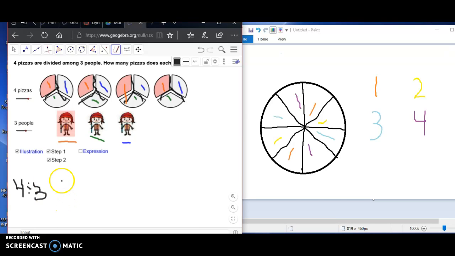So then we go 4. And since each person receives 1/3 of the pizza, we're going to do 4 multiplied by 1/3. And from our prior knowledge, we know how to multiply a whole by a fraction. So that would be 4/3. And we also know how to turn an improper fraction into a mixed number. So each person receives 1 whole pizza and 1/3 of a pizza.